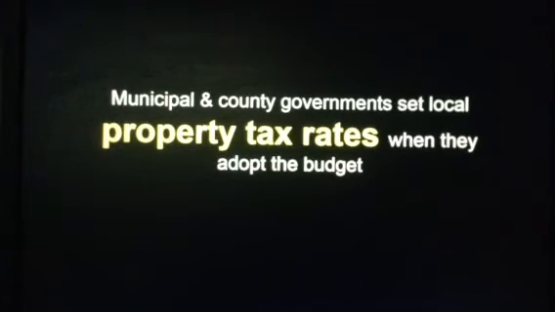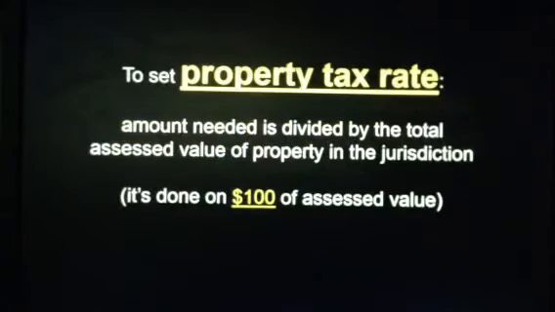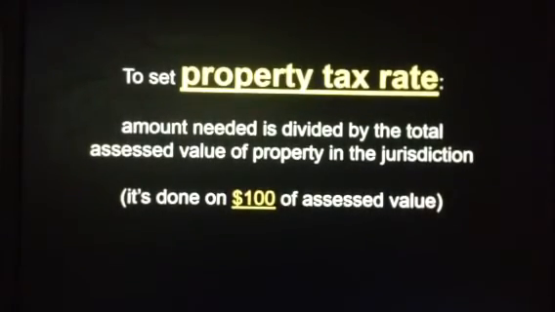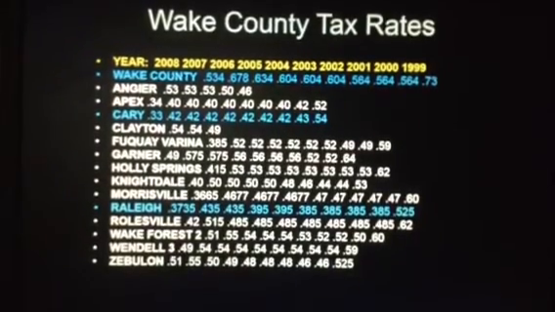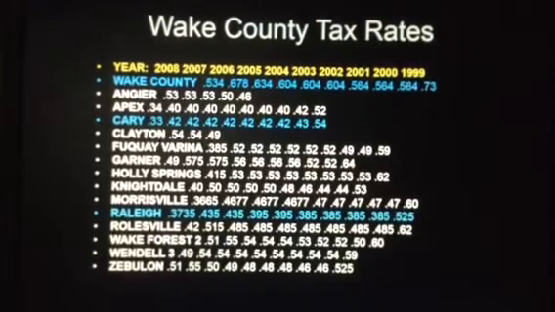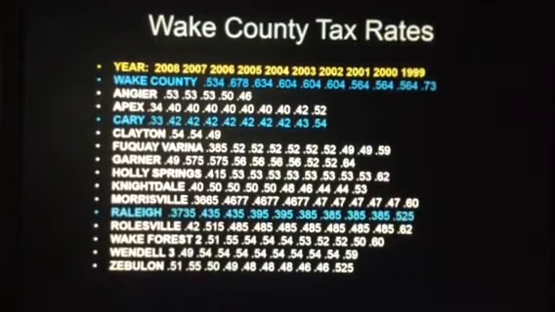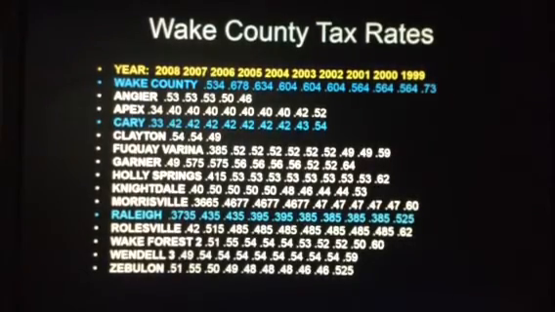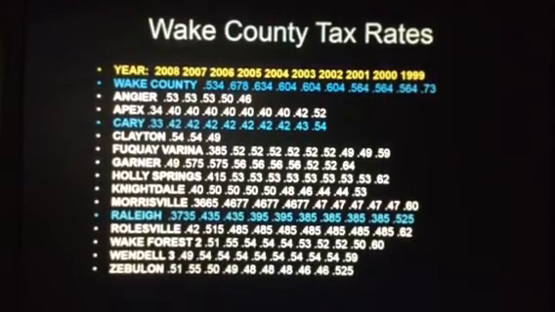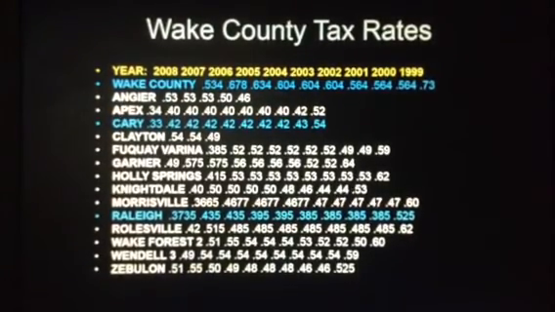Municipal and county governments set local property taxes when they adopt their budget. To set the property tax, it's done on $100 of assessed value. Property tax rate. And you can see some examples of the property tax rate. Wake County and Cary and Raleigh are in blue. Generally speaking, Cary's pretty expensive. Property taxes in Cary are higher than most others. But that's not always true. As you can see, other municipalities had very high property taxes too.